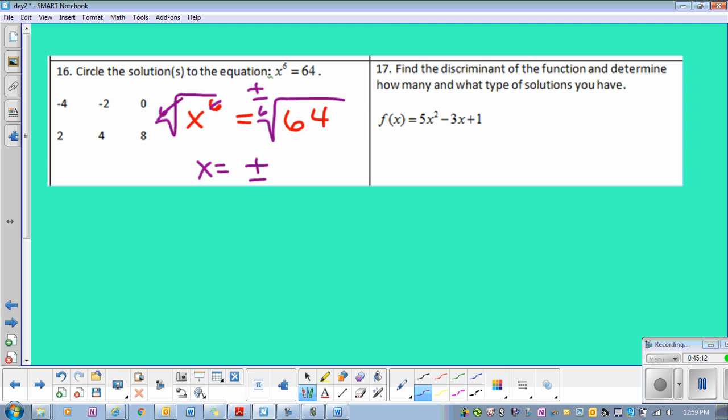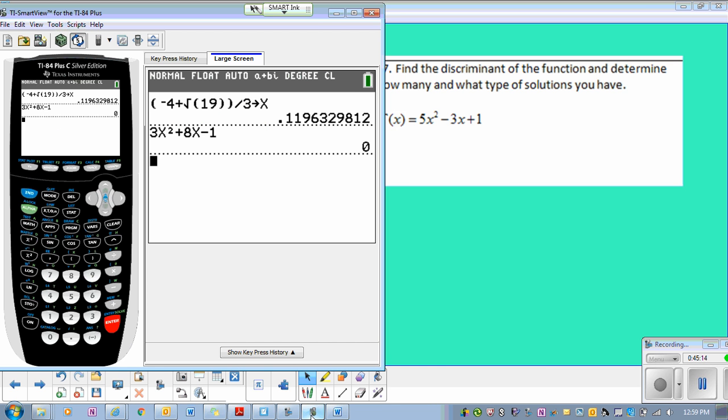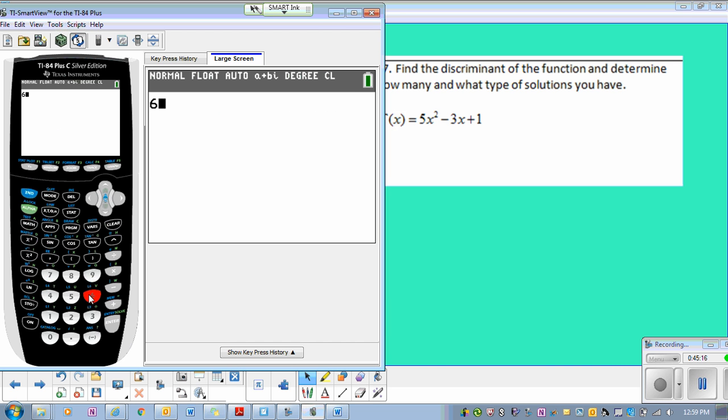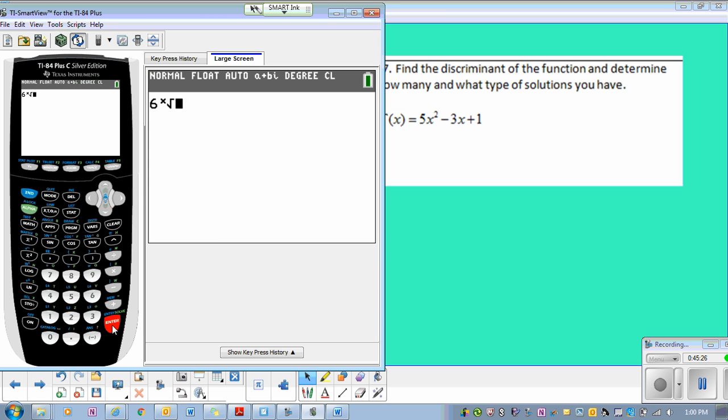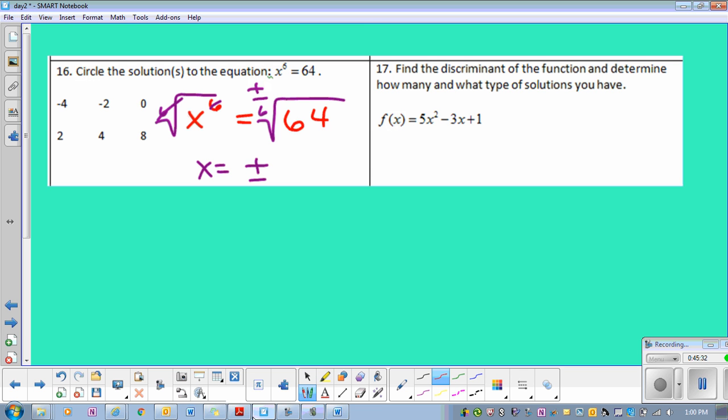In order to put in the 6th root, you have to do 6, put in the root, then go to math, and you see the 5th one down, the one with the little x in front of the radical. That one changes it to a 6th root of 64, so that gives you 2. So your answers are going to be plus or minus 2.